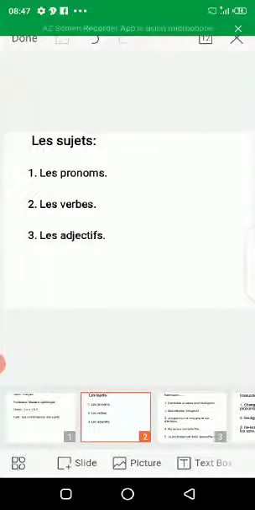Then we have numéro 2, les verbes. Les verbes en français. The French verbs. We have 3 classes of verbs in French. These 3 classes of verbs are verbe régulier, verbe irrégulier, and the verbe auxiliaire. These are the 3 classes of verbs we have.